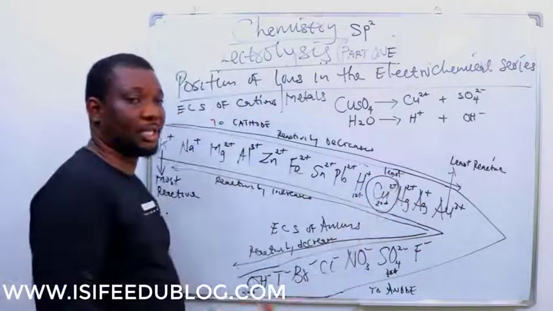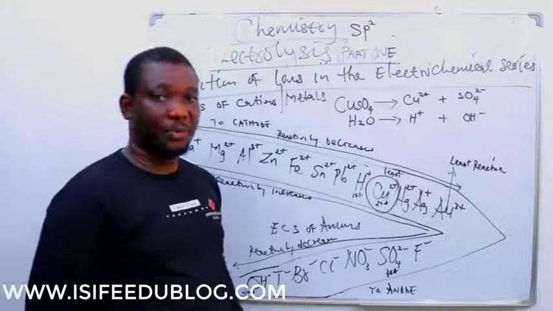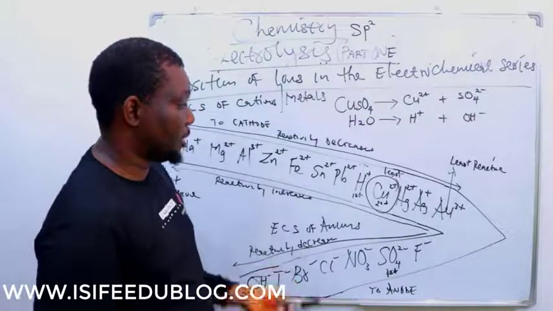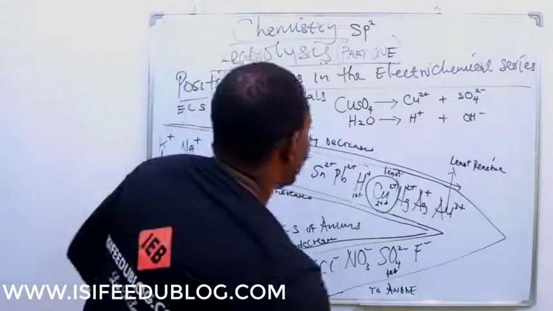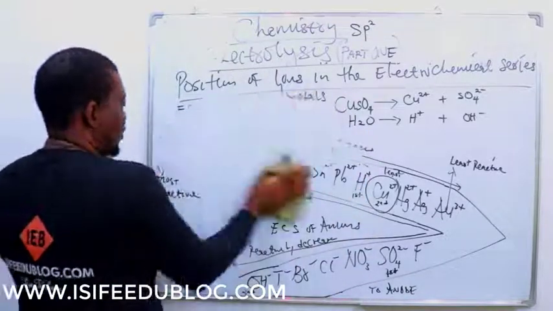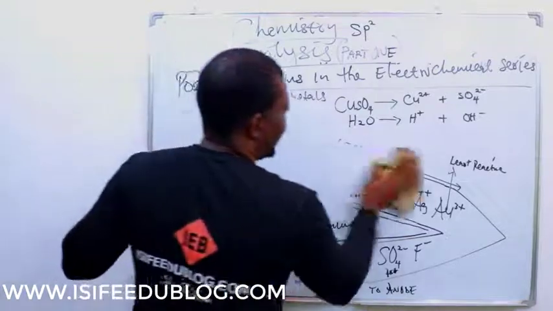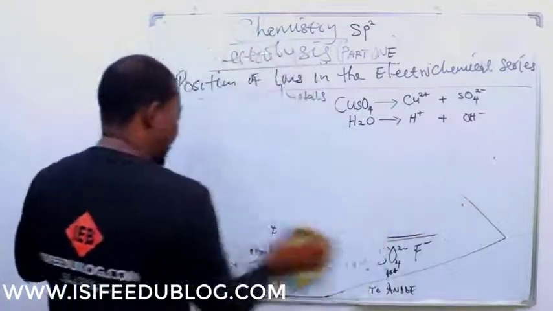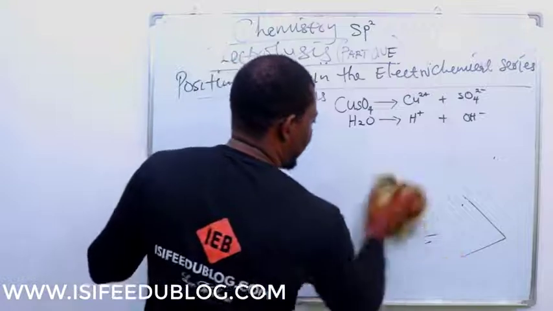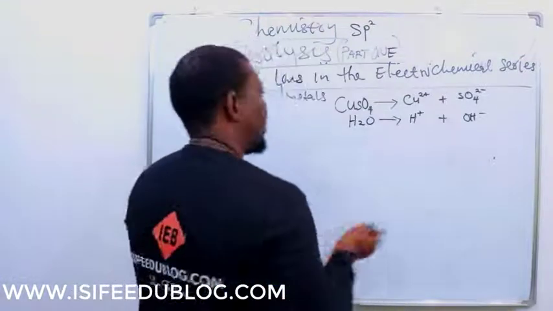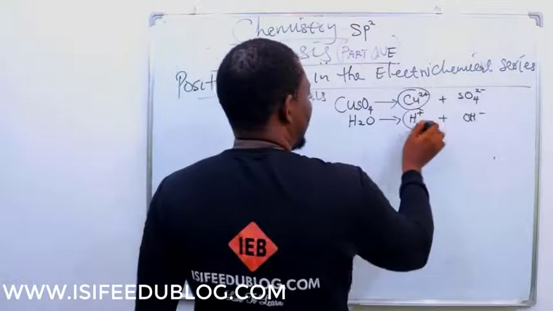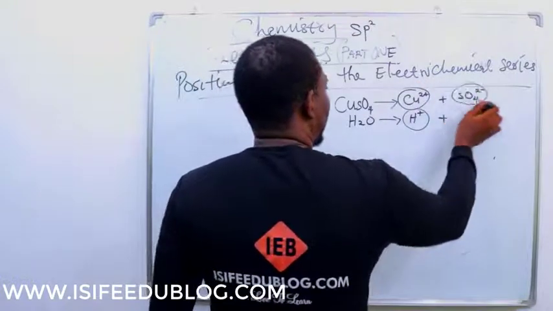So the least reactive metal is preferred to be discharged before the more reactive. So in that electrolysis, we are finding out the ions that are present. Four ions are present. Two similar ions will migrate to a particular electrode. So we have four ions present: Cu2+ is there, H+ is there, SO4 2- is there, and OH- is there.